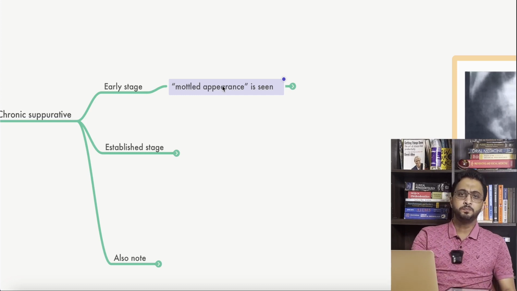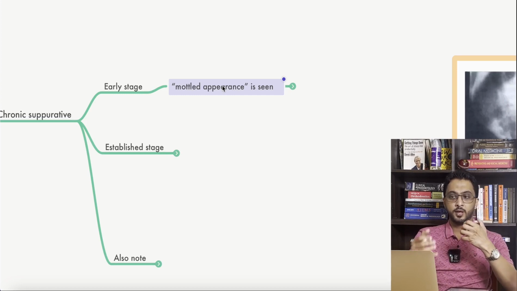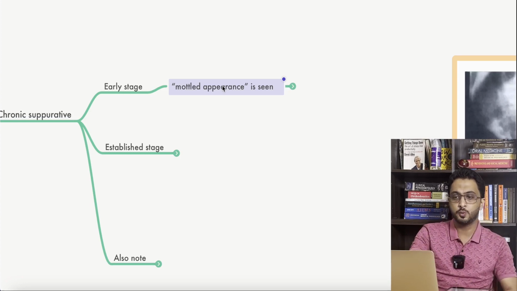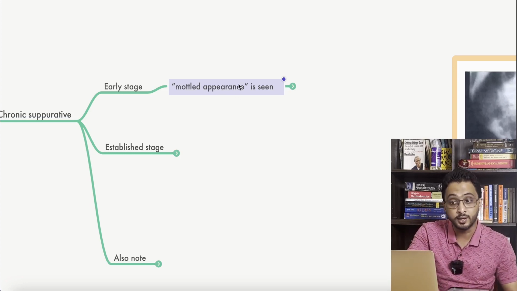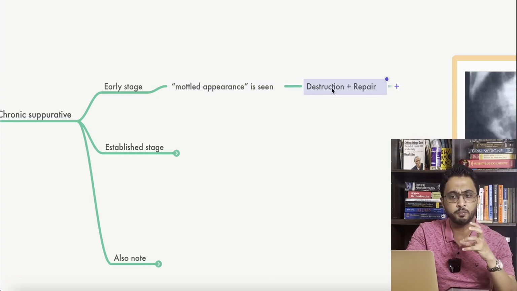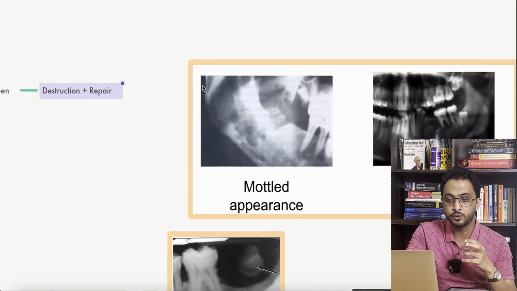So what happens there? Bone destruction, but now the immunity is good enough to repair it. So destruction and repair happen. What is the outcome? A mottled appearance. So basically in the initial stage, in the early stage, there is destruction plus repair. You get a mottled appearance. So this is a picture of it.